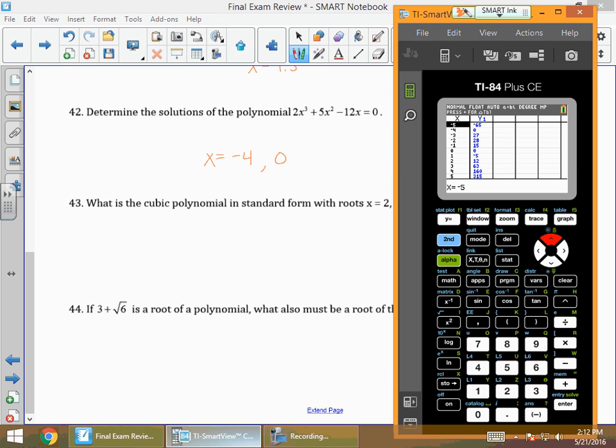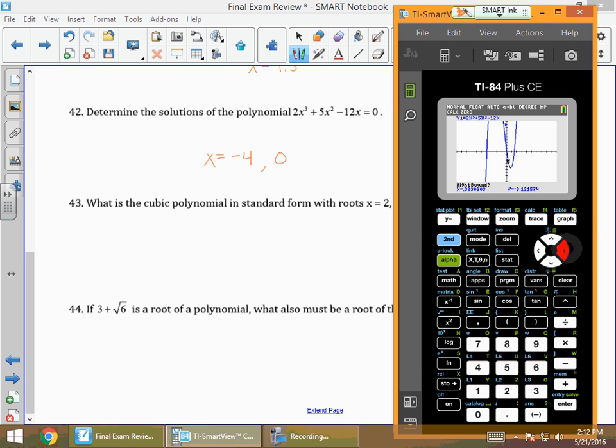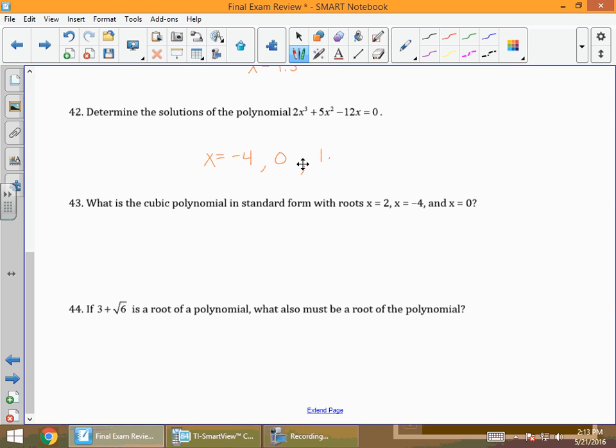Now the third one I can't find. And when I look at the graph, you'll see that the third one falls between 1 and 2. So I'm just going to calculate that one. Left bound, it is. Right bound, it is, and then guess. And it's 1.5. There's using your calculator to determine some solutions.